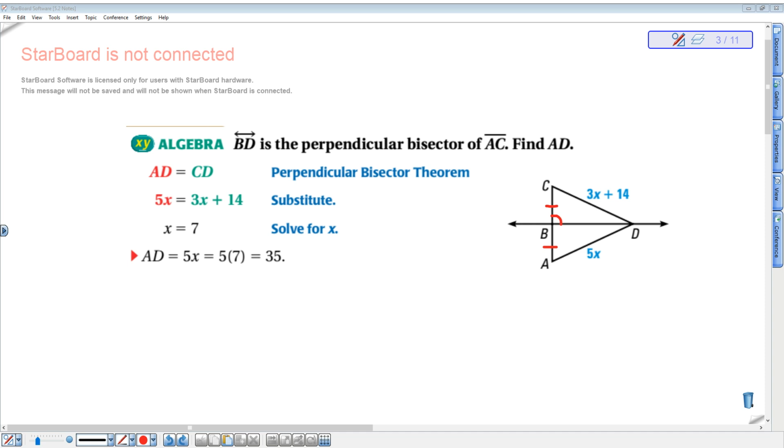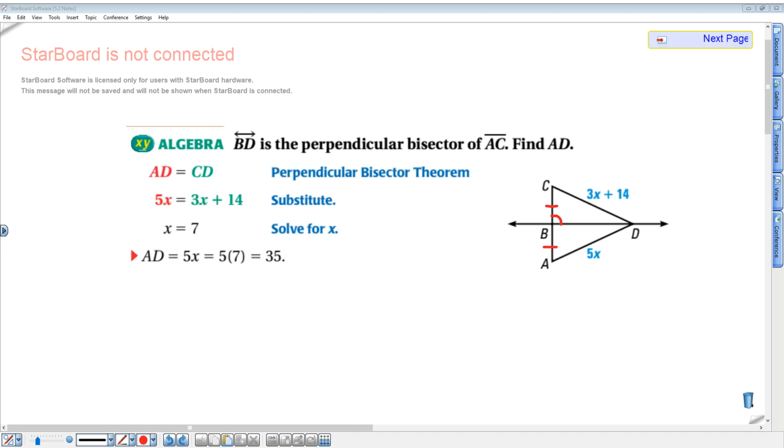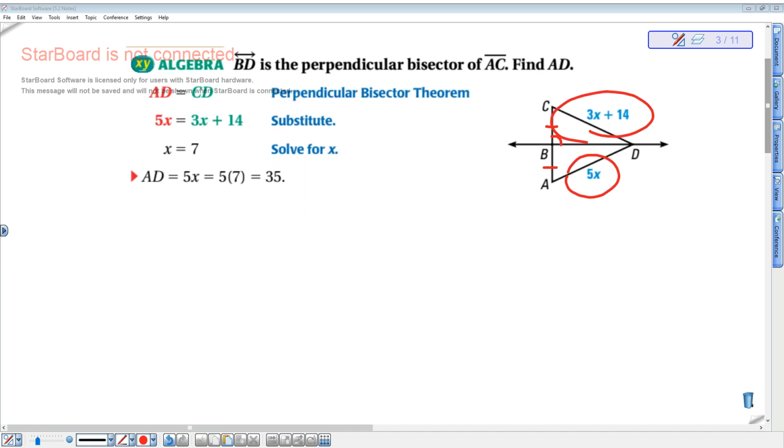Well, that's very simple. If you go back to our theorems right here, we said that if this is the case on here, we know that this is going to equal this if there's a perpendicular bisector. So what happens here is the same exact thing. We know that 5x is going to equal 3x plus 14. So think about what you just said. You said 5x is equal to 3x plus 14. So all we have to do is solve this.